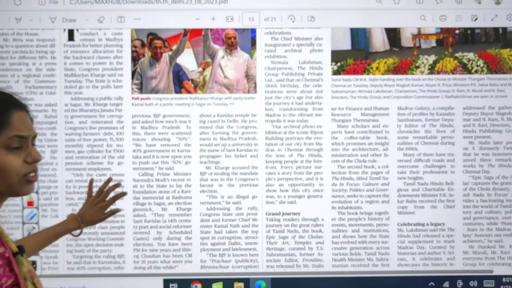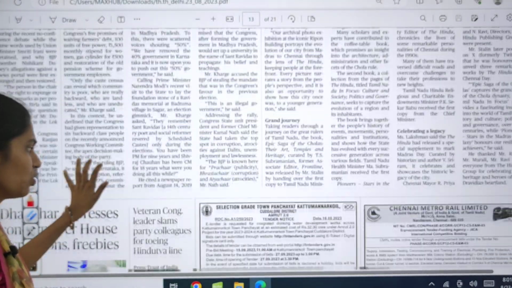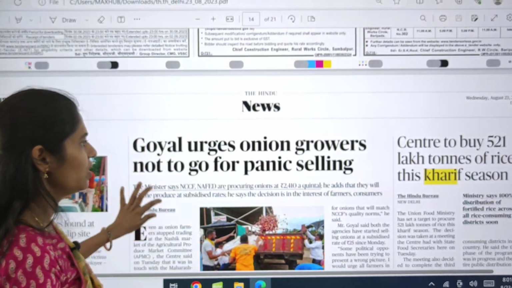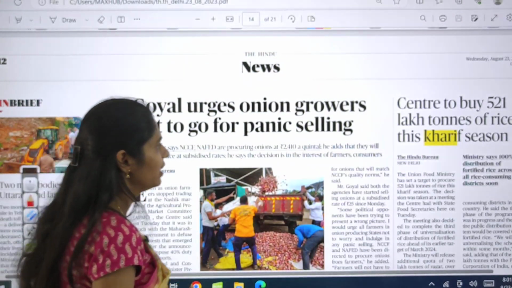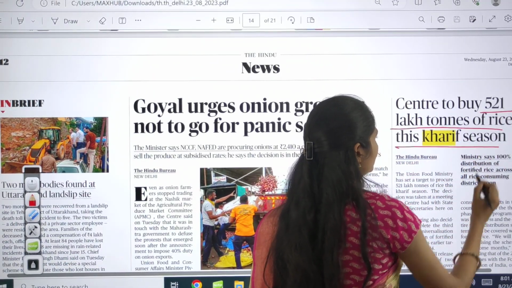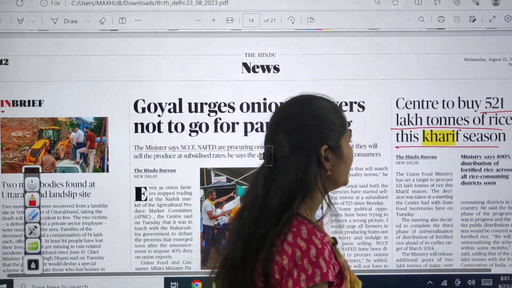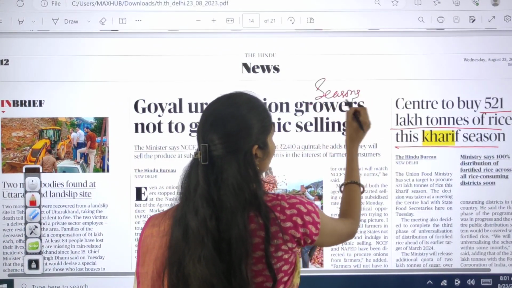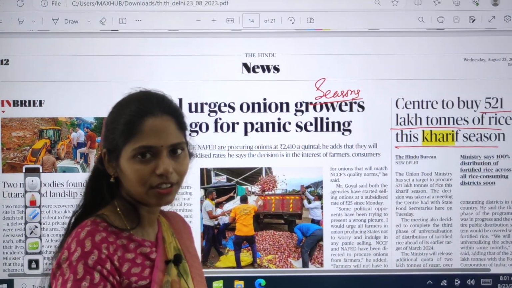And if you move on, most of these articles are political articles. There is no need to worry about those articles at all. And here you can see: Centre to buy 521 lakh tons of rice this Kharif season. So here you have to see the different seasons in India. This is part of your geography.